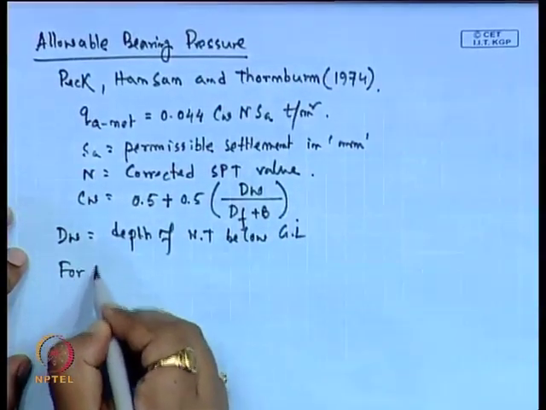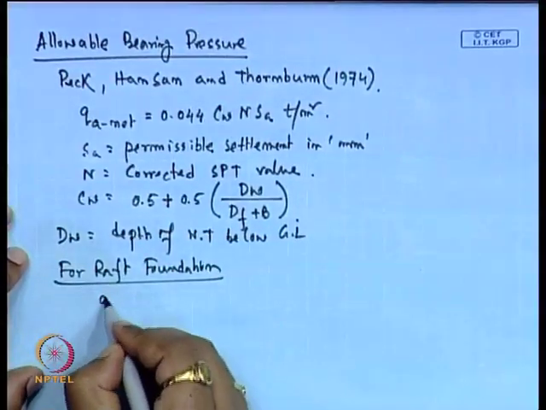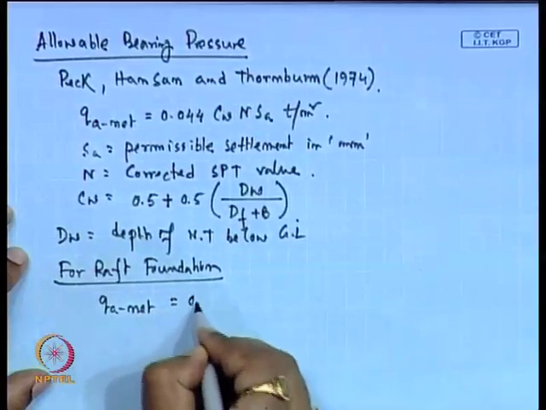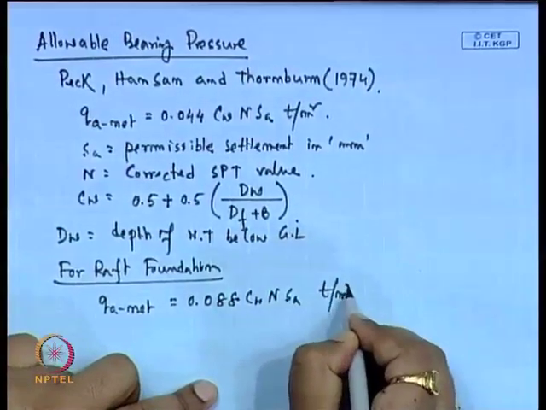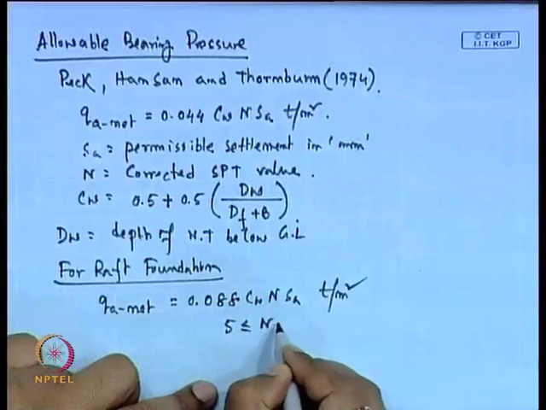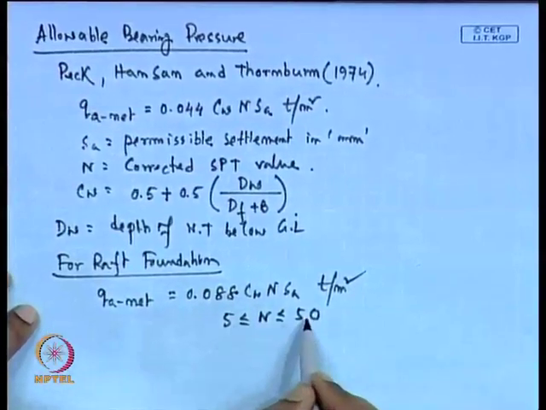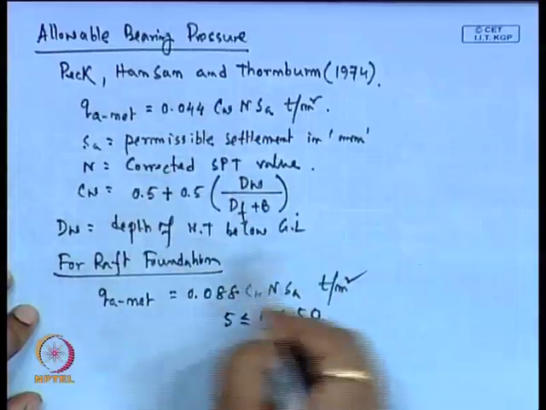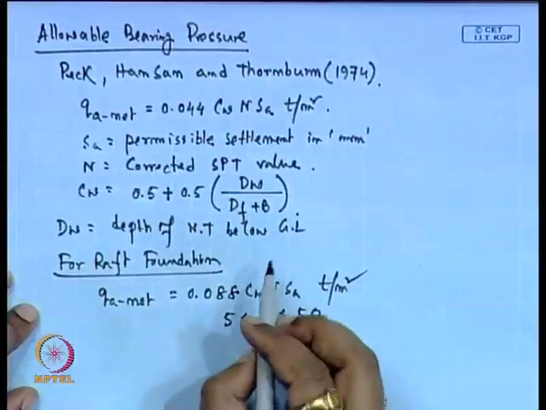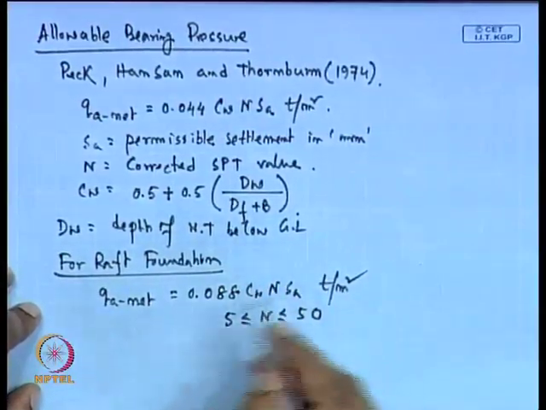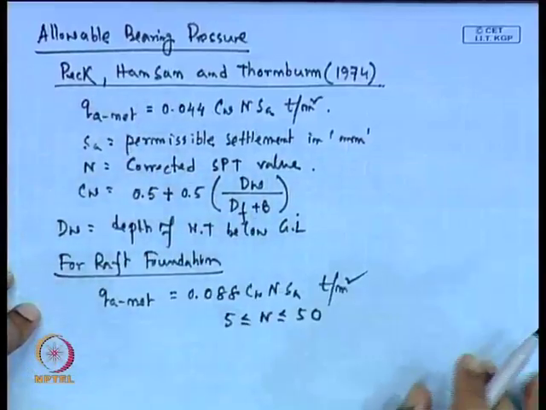Similarly, for the raft foundation, this qa net is 0.088 Cw N S, that is also ton per meter square. This is applicable within 5 to 50 N value. So, by using these considerations we can directly calculate the net allowable. There are other correlations also available, given by Teng, Meyerhof, Bowles, but I will discuss only this. This is a very popular correlation that we can use, that is Peck, Hansen and Thornburn.